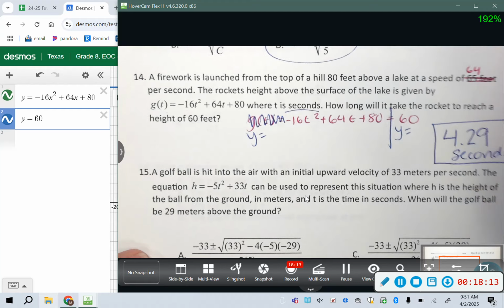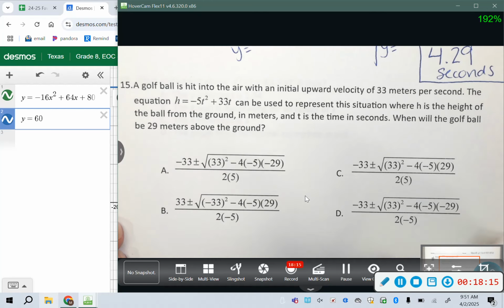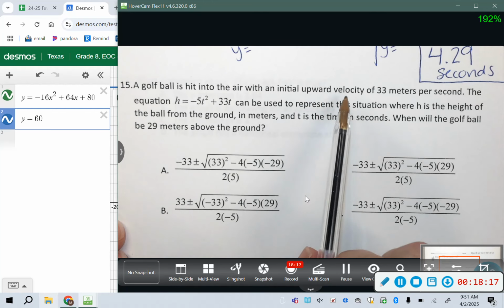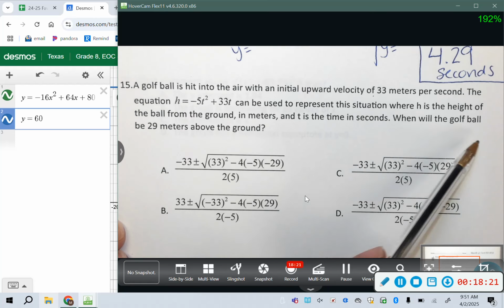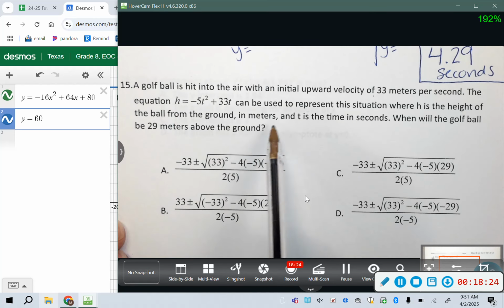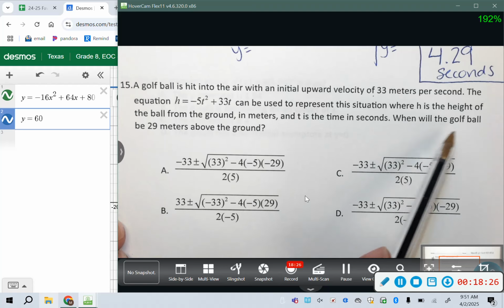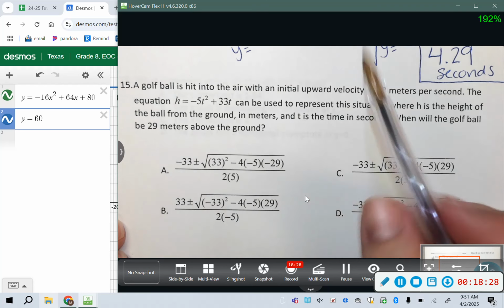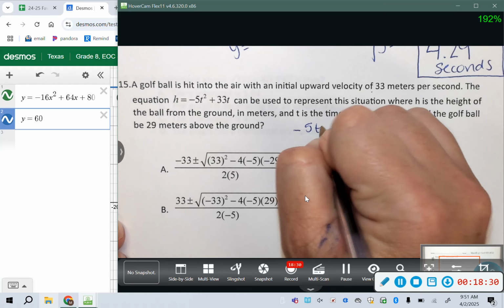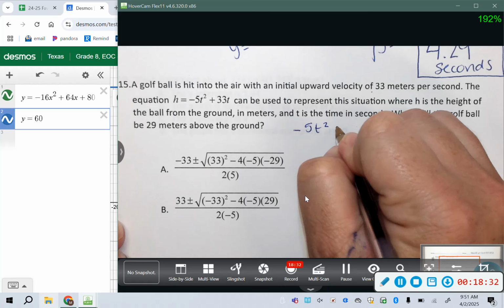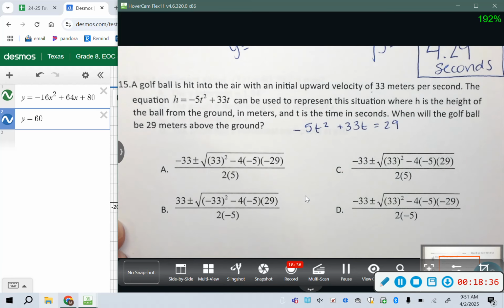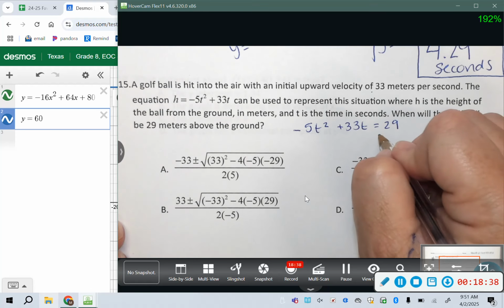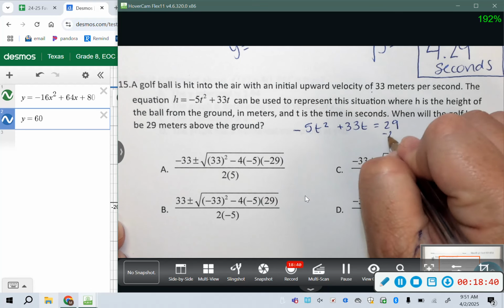Okay, look at number 15. It says a golf ball is hit into the air with an initial upward velocity of 33 meters per second. Here's the equation. Height is h, t is time. When will the golf ball be 29 meters above ground? So we know negative 5t squared plus 33t equals 29. However, I need it to equal 0 if I'm using the quadratic formula because that's the only option I'm given.